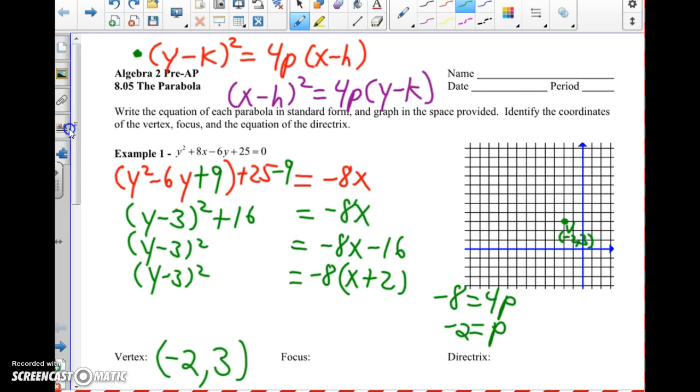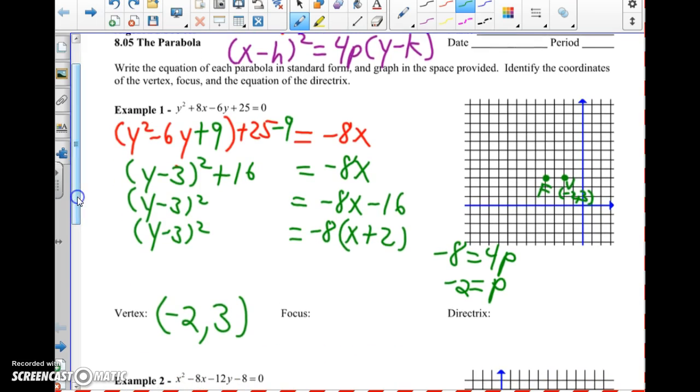Everybody good so far? That's correct. Because if you don't understand, here's the vertex, and I'm going to go what distance? Negative 2. Negative is to the left. I'm going to go negative 1, negative 2. Boom. Right there is my focus. Now you tell me the coordinate of my focus. Negative 4, 3 is right. My focus is negative 4, 3. You got it.